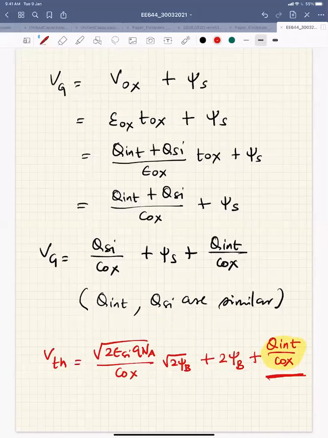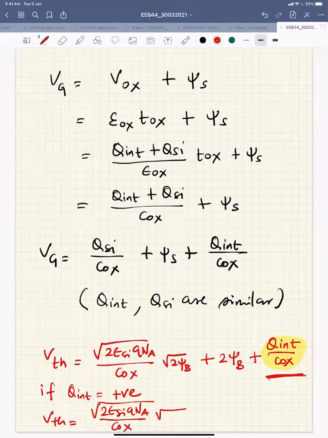But the other way around, if my interface charge is positive, let's say this is positive charge, then your threshold voltage will be lower. You could write it down here. If the interface charge is positive, your threshold voltage will be lower.